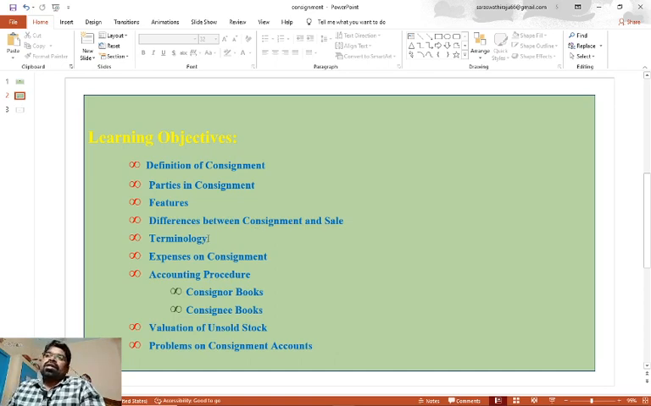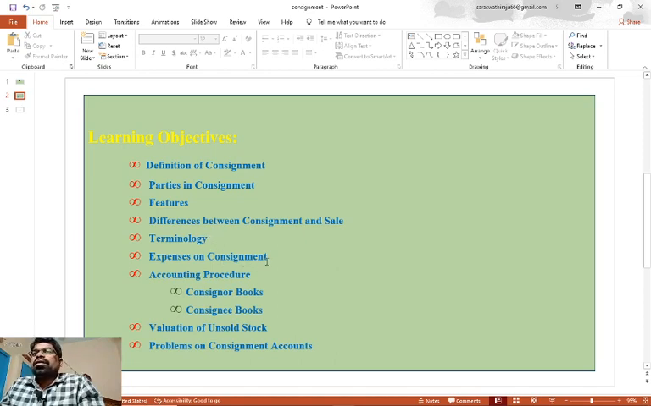Terminology. There will be a separate terminology in consignment accounts. That terminology, when, where, how we use it, and for what purpose we are using it, that will be known.